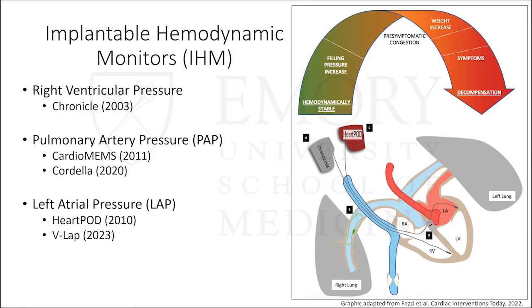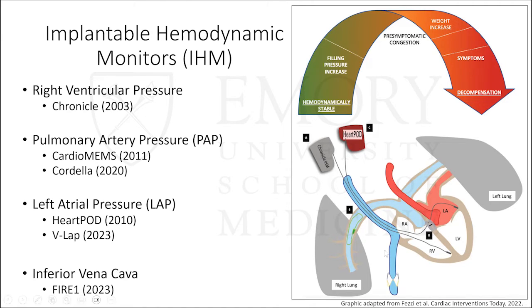Next up are left atrial pressure monitors. These devices, mainly the HeartPOD, which has been around since 2010, actually connect with the interatrial septum and directly monitor the left atrial pressure. There's also a newer device with some ongoing clinical trials, called the V-LAP, which almost looks like an Amplatzer occluder, and it fits in the interatrial septum.